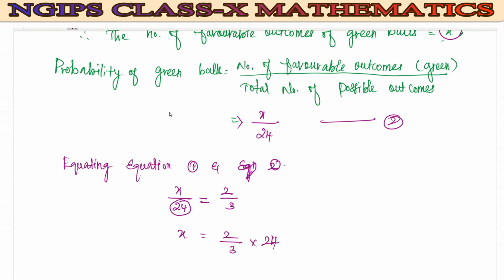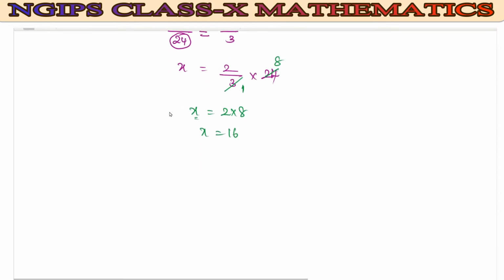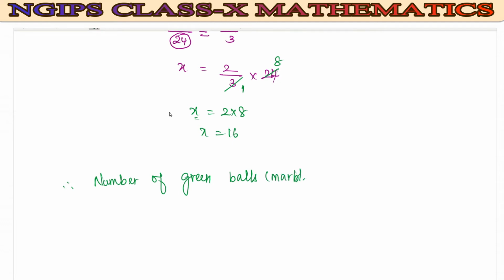So if we simplify, 1 3 is 3, 8 3s are 24. Now x is equal to 2 into 8, which is 16. Actually we have taken x as the number of favorable outcomes, so here it is nothing but the number of green balls. Therefore number of green marbles is equal to 16.